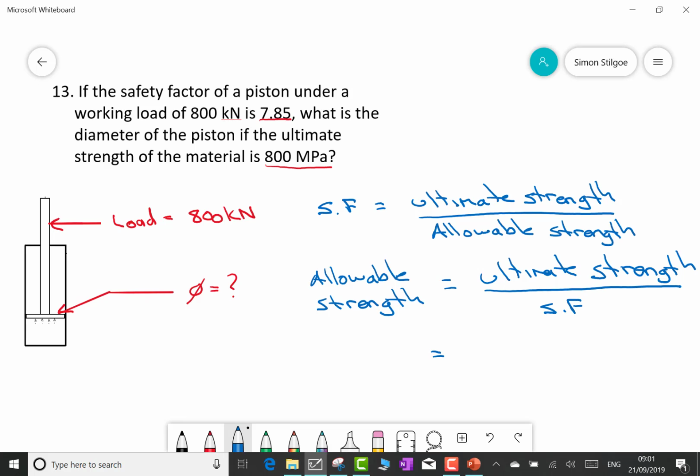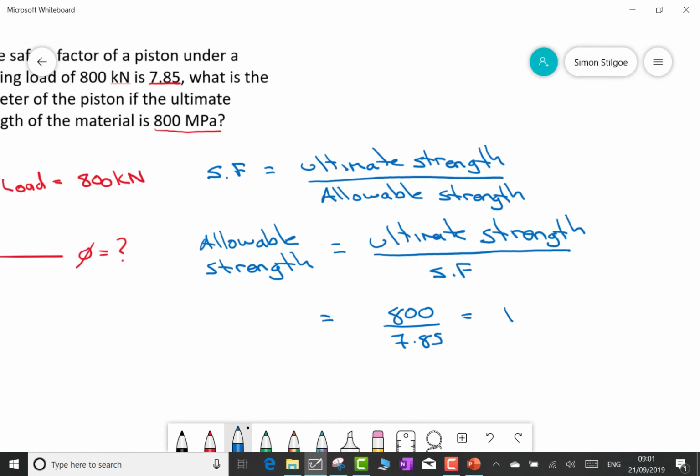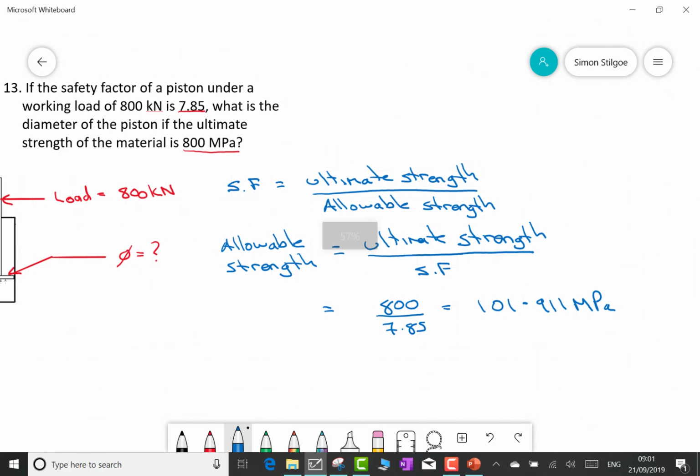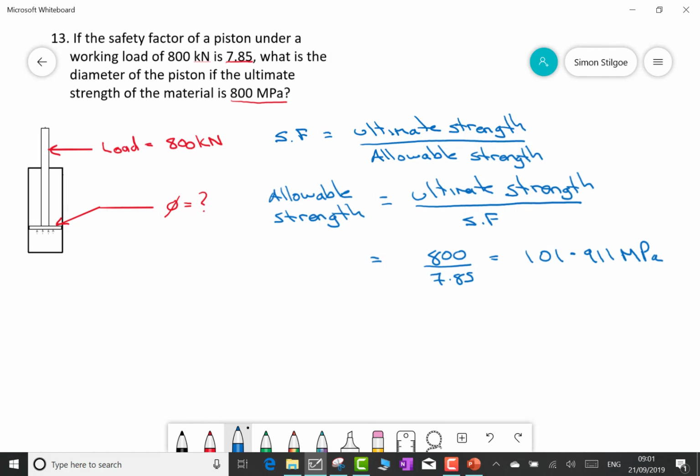So pushing the numbers in, the ultimate strength was given in the question as 800 megapascals and my safety factor was given as 7.85. So if we divide 800 by the 7.85, we get 101.911 megapascals. So that's the allowable strength or the allowable stress on my actual piston and piston rod. Now that I've got that, the next thing I'm thinking about is I have to find this diameter of the piston.